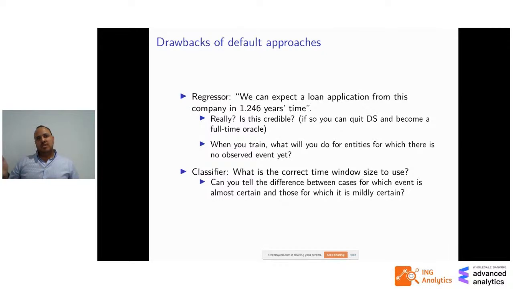And if you go down the classifier route, then you can ask, all right, what's the correct time window to use? And you can say, due to business reasons, it's this. But still, you're imposing a cutoff, right? If the event happens just outside the window, you pretend that it didn't happen at all, and so it's not really ideal. And within the window, you say yes or no, but there's no measured probability of how sure you are that there will be an event.